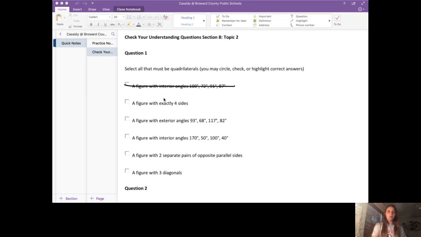It's not correct. Next, a figure with exactly 4 sides. So what is a quadrilateral? A quadrilateral is a figure with 4 sides. So let's highlight that one.